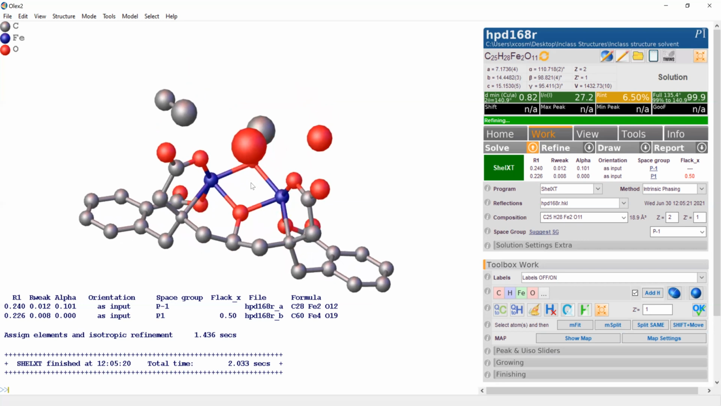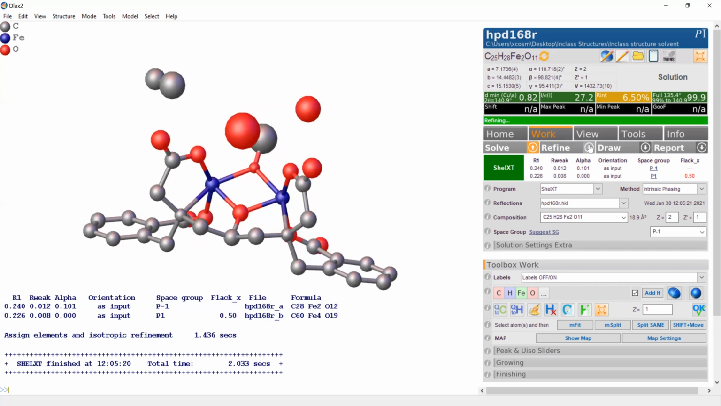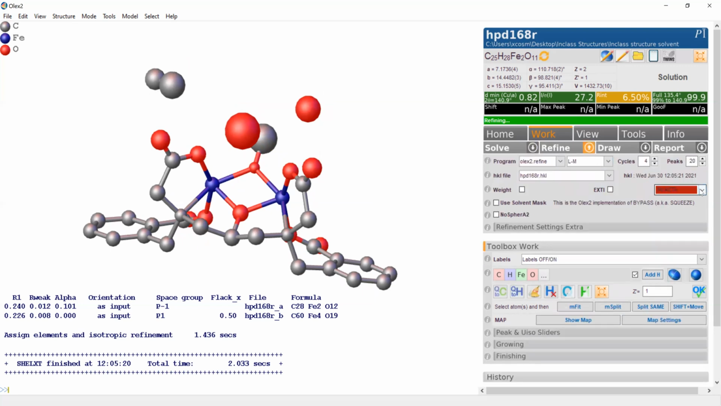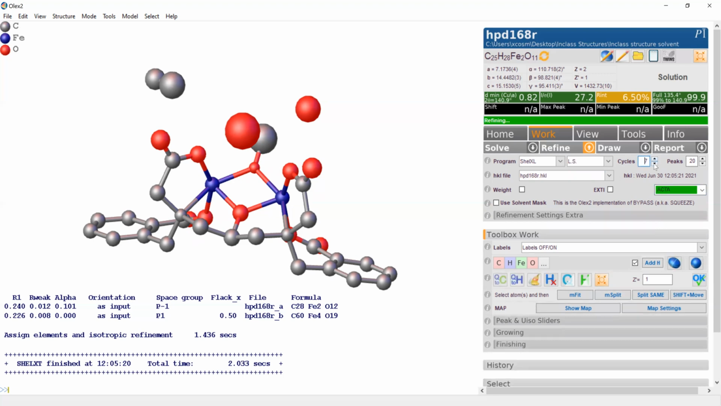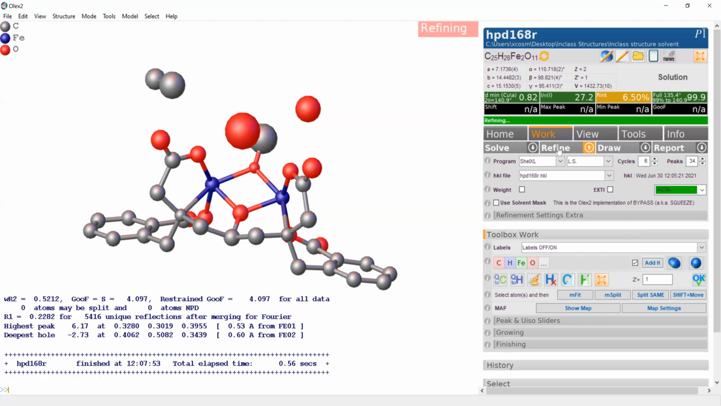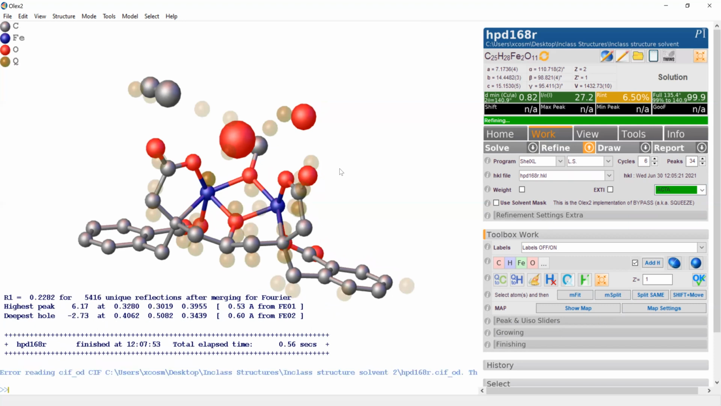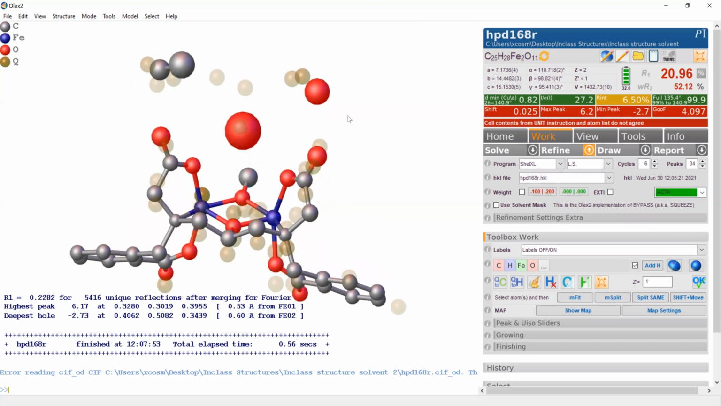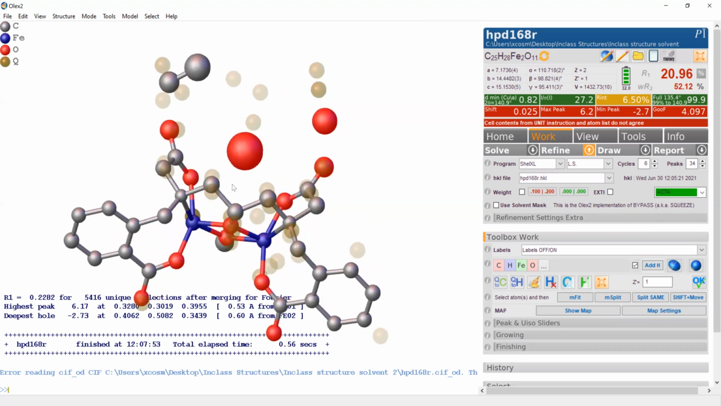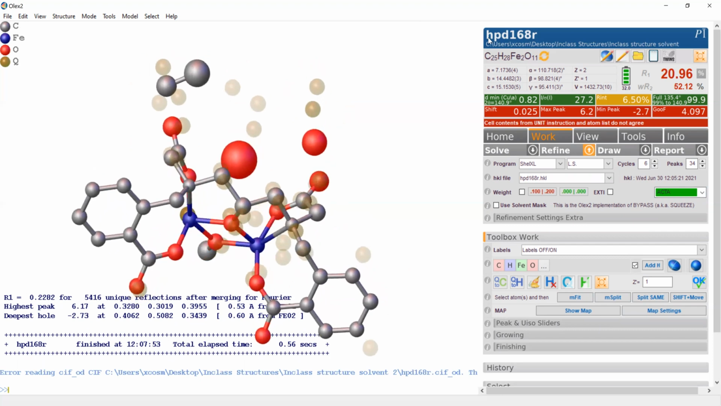Now that's good for now. Let's do a refine. Make sure you clicked ACTA so that you create your CIF file. Set the number of cycles, and let's click refine. So now we have this molecule up here that shows 2 carbon atoms, and we need to model that next.